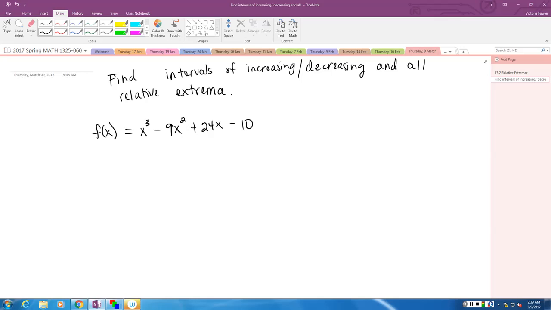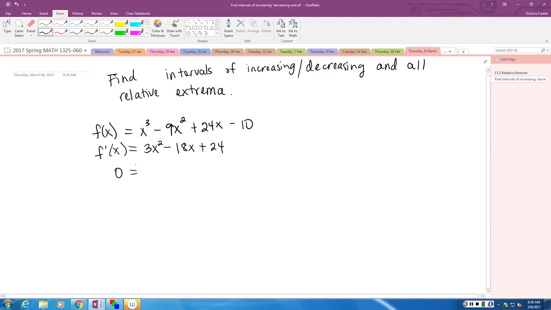Am I going to have to worry about where the derivative doesn't exist for a polynomial? No, it's going to exist everywhere. So really all I have to worry about is taking the derivative, doing that correctly, setting equal to 0, and solving. So the derivative is 3x squared minus 18x plus 24. You guys agree? Okay. Now what? I'm going to set this to 0.